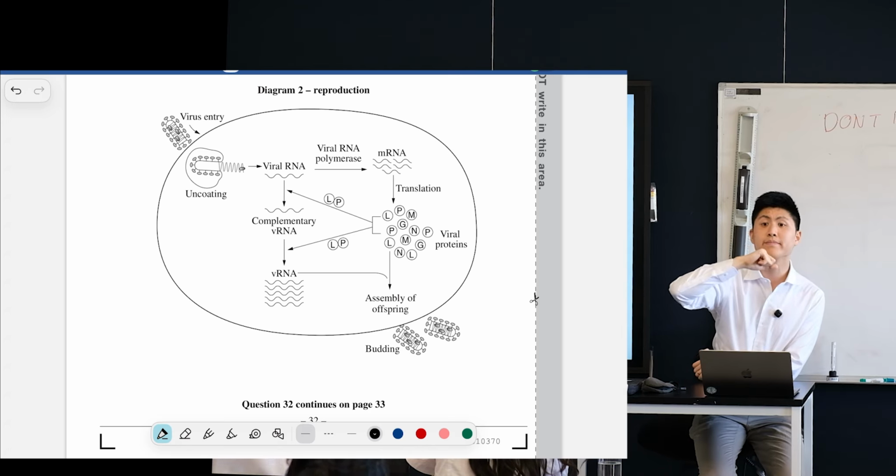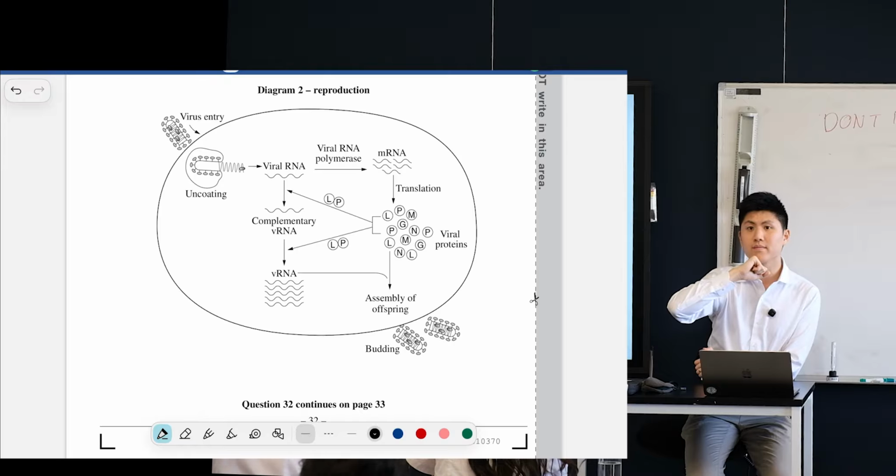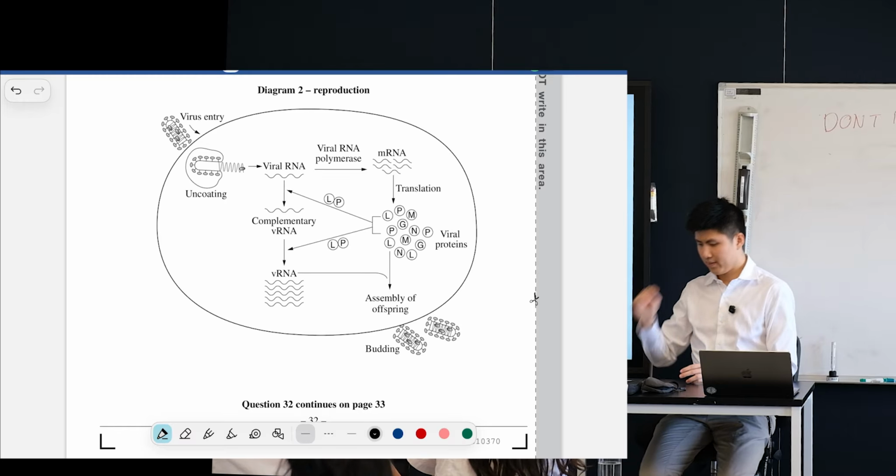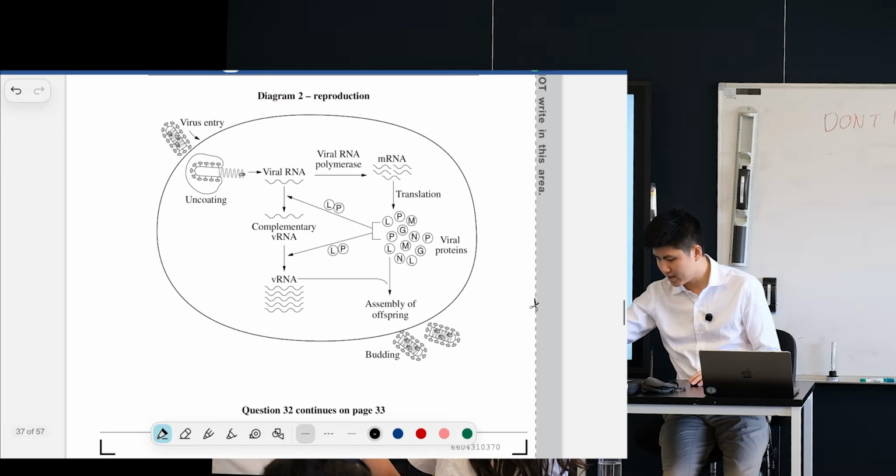Yeah, Lucas, what's up? In the first diagram, is it pointing to where the protein's stored, like where the code for it is stored, or what it's made of? What it's made of. Yeah, what it's made of. Yep. So what do we see in this diagram here?